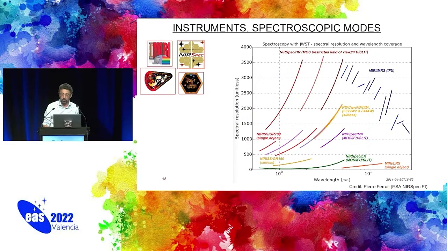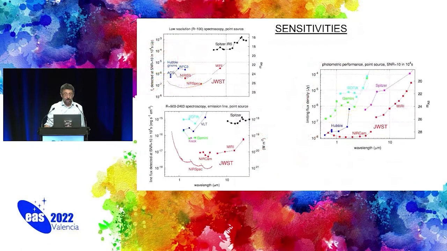with Webb. And what is really jaw-dropping, however, are the sensitivities of Webb. Because we are talking about a factor of several, up to orders of magnitude, higher sensitivity in some spectral bands than what we have currently or what we had in the past. And I will come back to this later on because it's really a key feature of Webb.